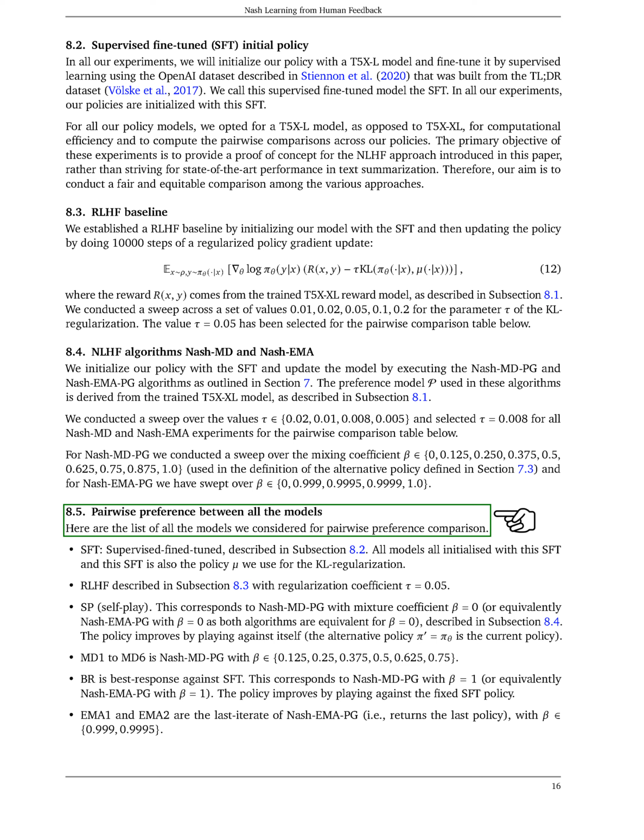We also tested several versions of the Nash MD-PG model, with beta values ranging from 0.125 to 0.75. We also tested a model called BR, which improves by playing against the fixed SFT policy. Finally, we tested several versions of the Nash EMA-PG model, with beta values of 0.999 and 0.9995. All models were trained for 10,000 steps. The Nash MD and Nash EMA models were trained with a regularization coefficient of tau equals 0.008.